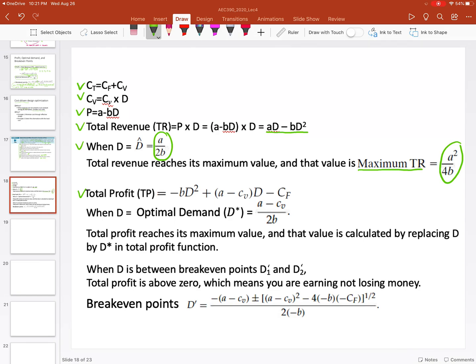And also, if you want to calculate the profit, this is the function you're going to use, okay? And also, you know, when D equals D star, you can reach your maximum total profit, okay? And if you want to calculate your maximum total profit, you just replace the D by D star in the total profit function. This is the function. So you replace D with D star. And you also know when D is between D1 prime and D2 prime, you will have your profit bigger than 0, which means you're earning, not losing money. Okay, you are making profit. And the way you calculate break-even points is this function. Actually, it's two functions, okay, merged together. All right, let's do it.